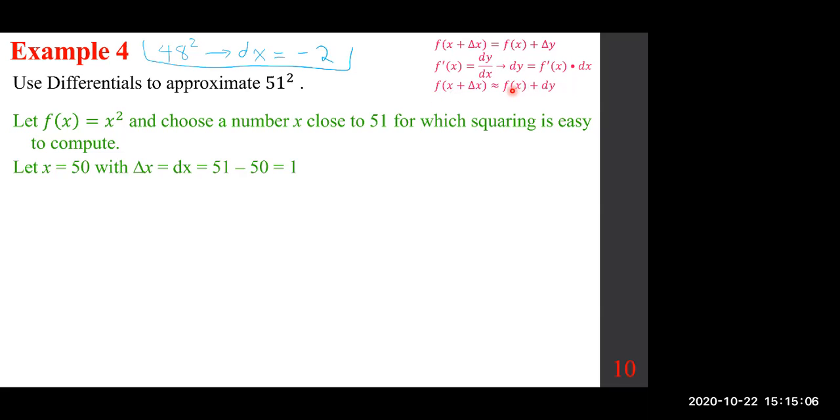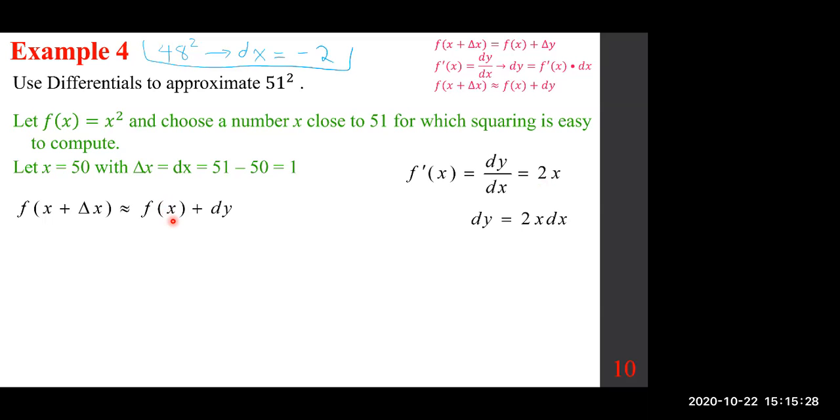Okay, so we are going to use this approximation. First we need f of x. We came up with that. Now we need dy. In order to get to dy, we need to find f prime of x. This is easy. x squared gives you 2x. And so f of x plus delta x is f of x plus dy, and f prime of x is 2x. So dy is 2x dx. Now replace this: f of x with x squared and dy with 2x dx.